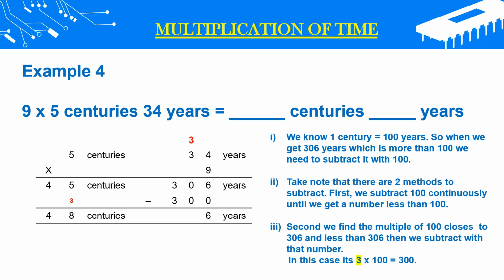Since we've taken out 300 years, which is equal to 3 centuries, we will add 3 with 45 to give final answer 48 centuries, 6 years.